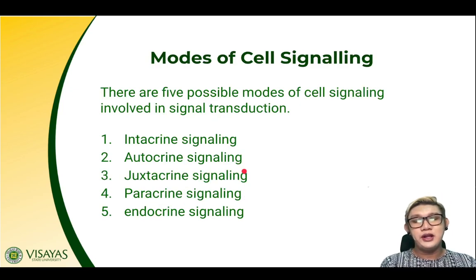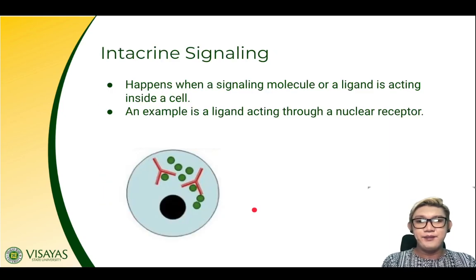Now, what are the different modes of cell signaling? There are five possible modes of cell signaling involved in signal transduction. Again, we will be using the single L spelling. First, intracrine signaling, autocrine signaling, juxtacrine signaling, paracrine signaling, and endocrine signaling.